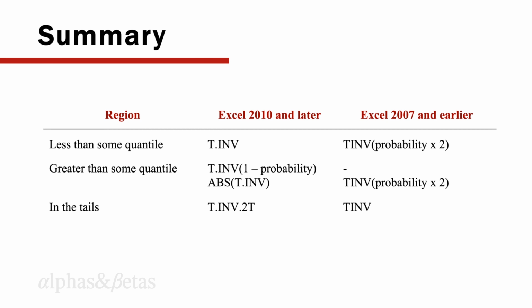In summary, these are the functions to find critical values under the t-distribution. In older versions of Excel, the T inverse 2t function is called T inverse.